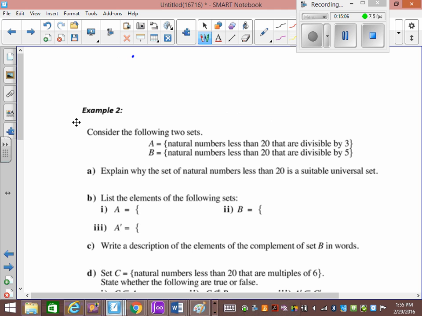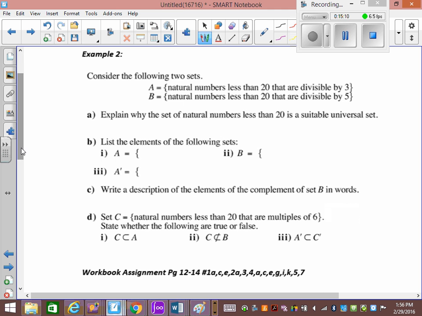Okay, let's look at an example using all of the stuff we learned. Consider the following two sets. A are the natural numbers less than 20 that are divisible by 3, which means you can divide evenly by 3. And B are the natural numbers less than 20 that are divisible by 5. Explain why the set of natural numbers less than 20 is a suitable universal set.